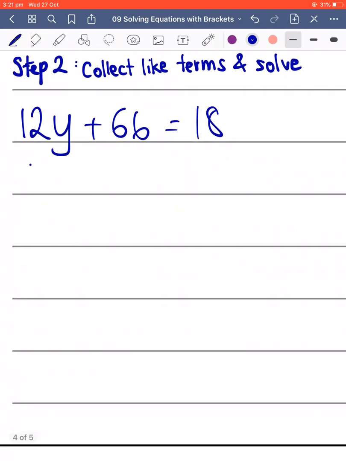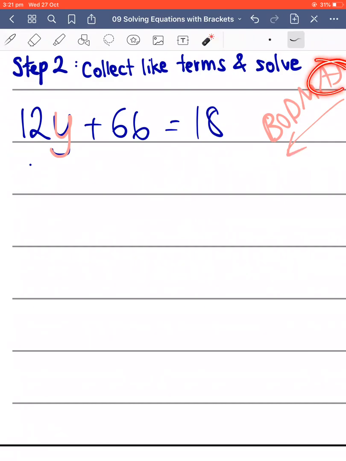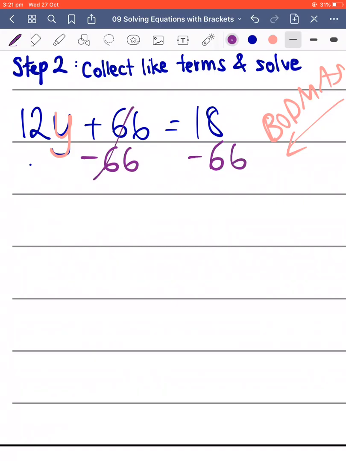And we want to collect like terms and solve, which means I want to get y by itself. So I am again doing the reverse of BODMAS, and I start with any addition or subtraction. I can see here that I have some addition, so I'm going to get rid of that by doing the opposite, which is subtracting. So I'm going to minus 66 from both sides. So I end up with 12y equals 18 minus 66. Geez, you can tell it's the end of the day for me at least.